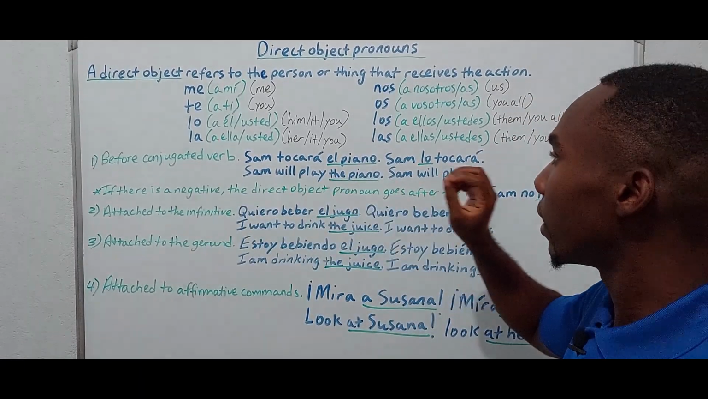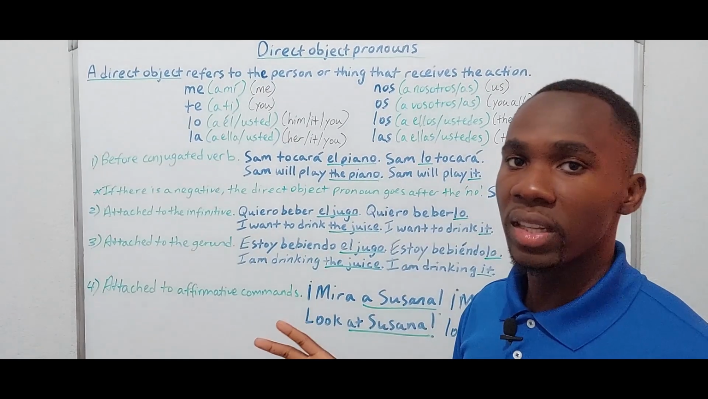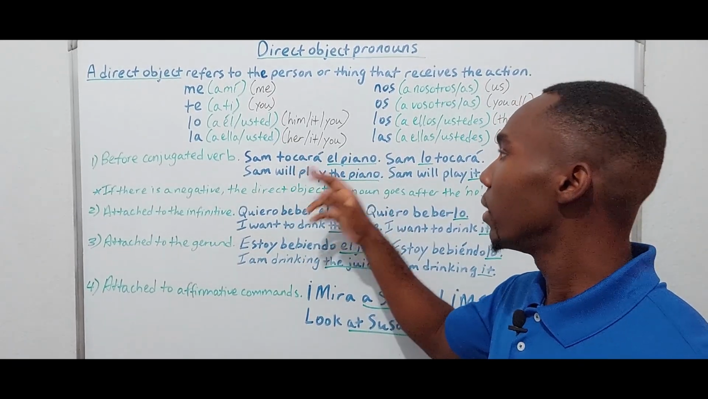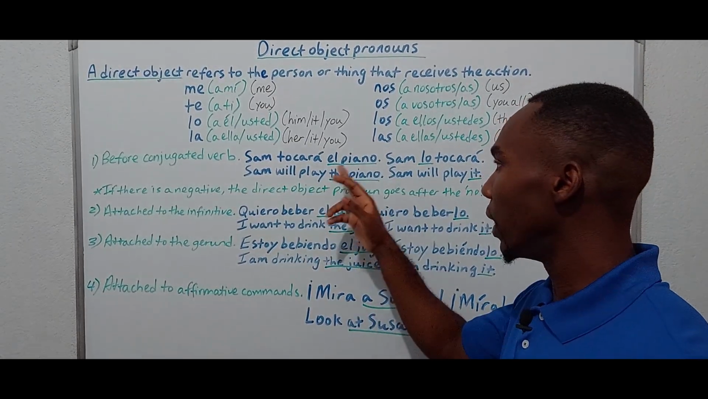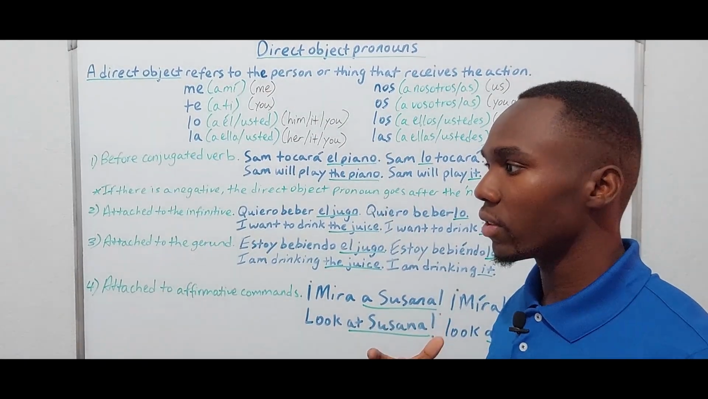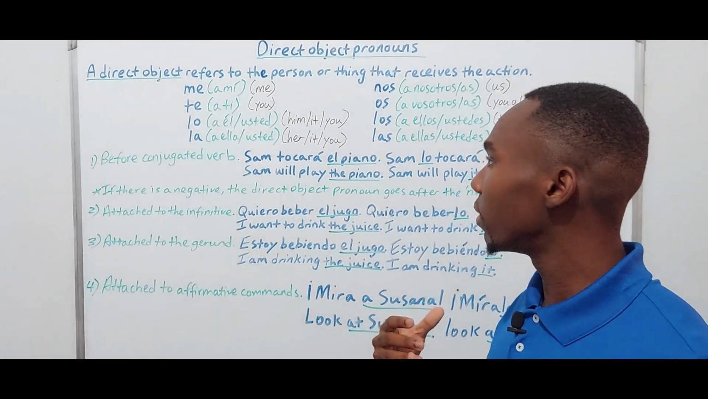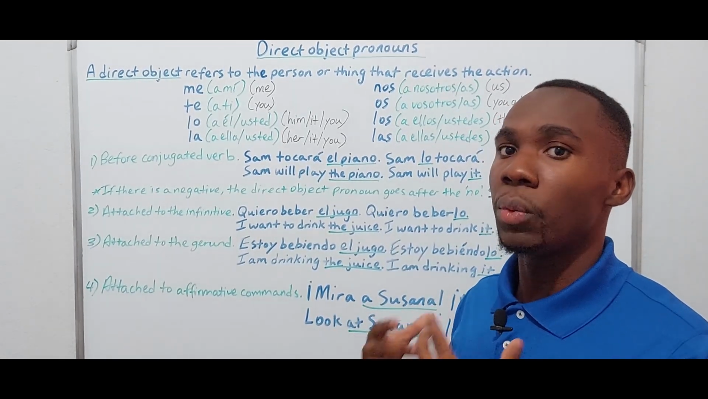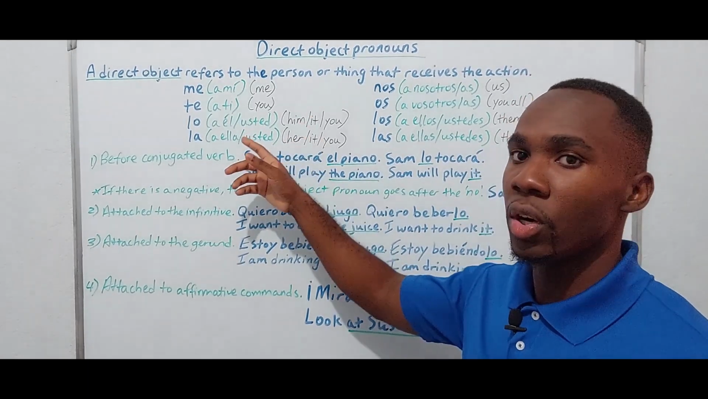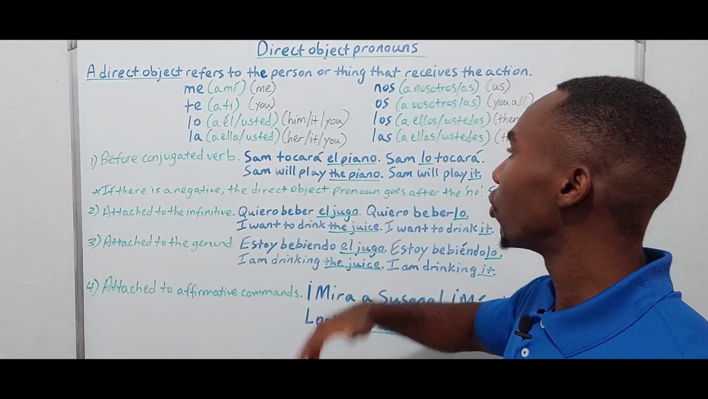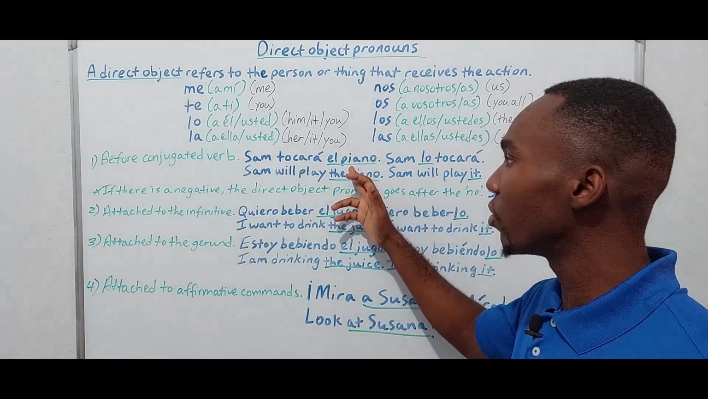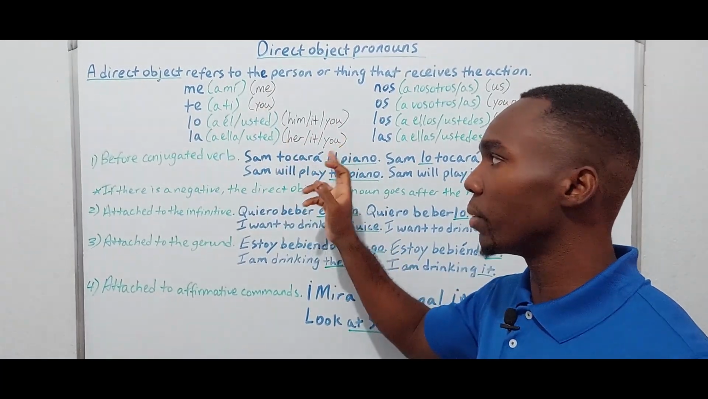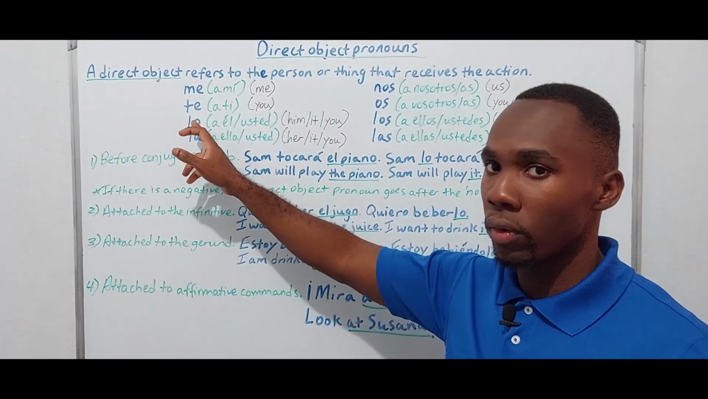So Sam tocará el piano. What is our direct object? So we look at the verb. What will Sam play? El piano. So we highlight that, and we have to ask ourselves now, what is this? We have to identify the gender and the number of the direct object so that we would know which direct object pronoun would apply. Okay, so since this is singular and masculine, you know that this would be lo. So the direct object pronoun that will correspond to this would be lo, okay?